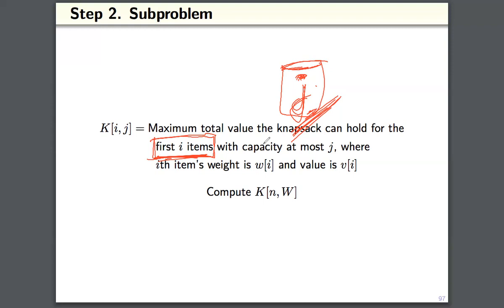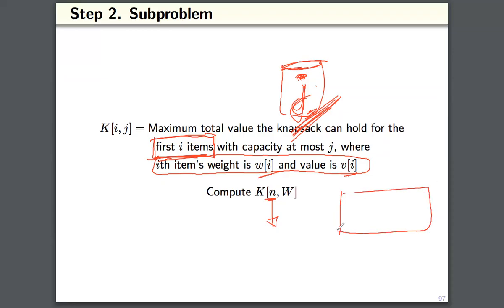Okay. Now, this is given to us anyway. W of I array, V of I array, right? This is an array of values. Okay. Fine. Then we have the objective subproblem, that is K of n comma W, right? Total number of items is n. That means the number of rows is n, number of items, right? Number of columns is W. This is the knapsack capacity W, knapsack capacity.